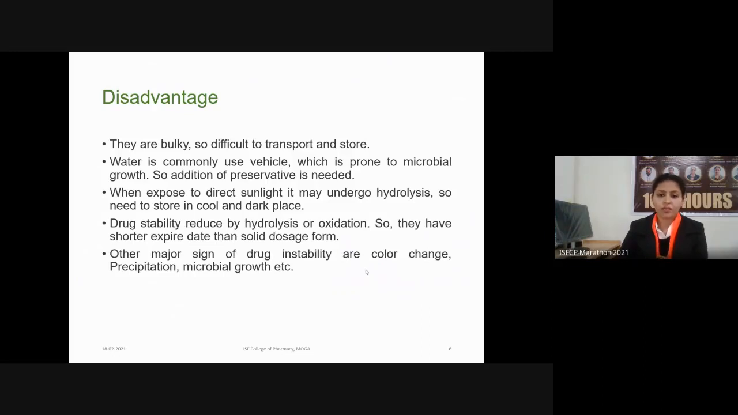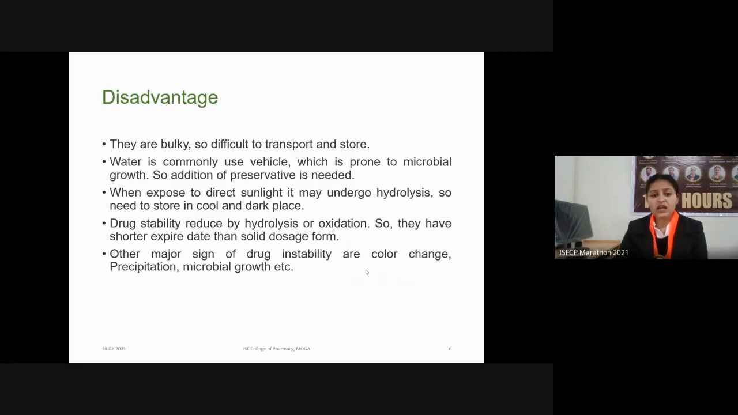But there is a disadvantage of using water. Water is very prone to microbial growth. So microbial growth in a monophasic liquid dosage form is very common. So we have to add some preservatives to stop the microbial growth.